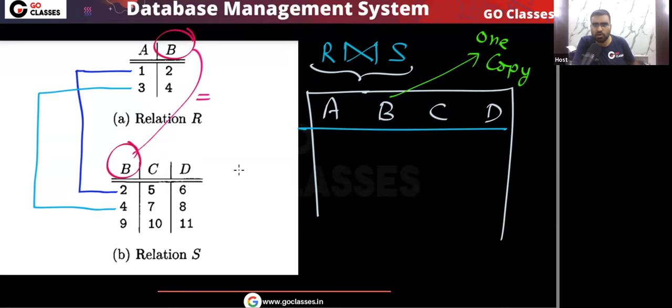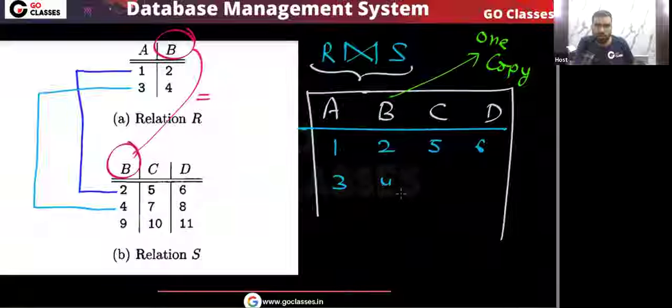Simple. So the answer will have only two tuples. This tuple will pair with this tuple, so that will be 1, 2, 5, 6. And the next will be 3, 4, 7, 8. So this will be your answer.